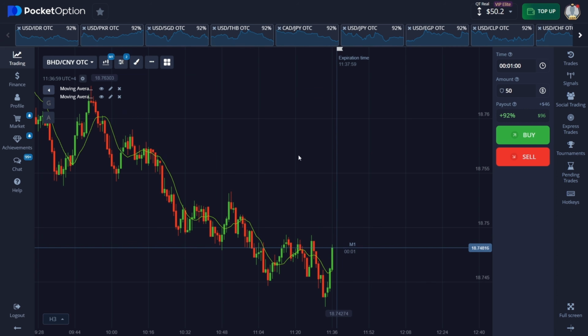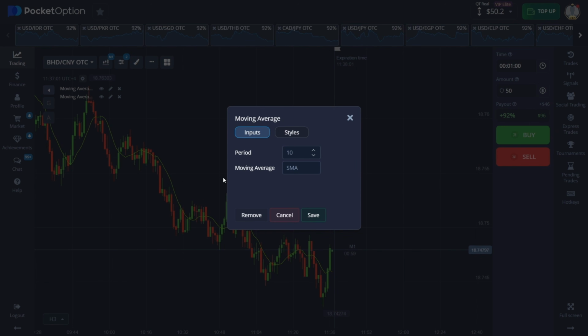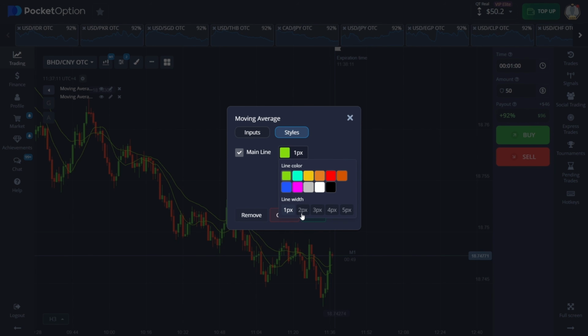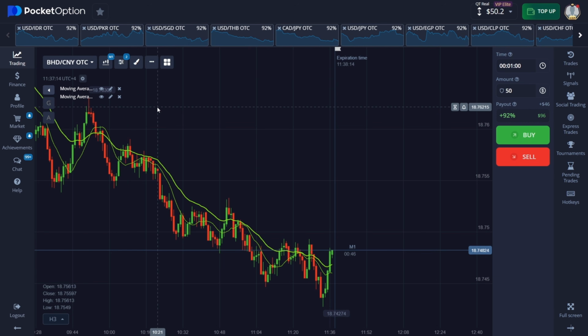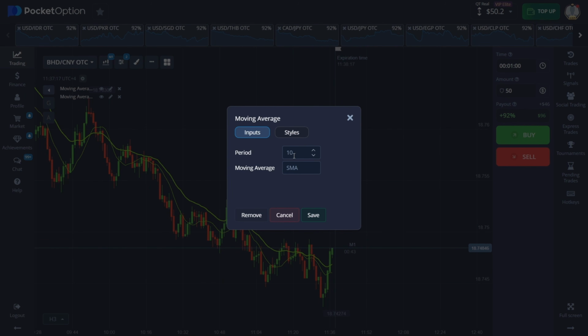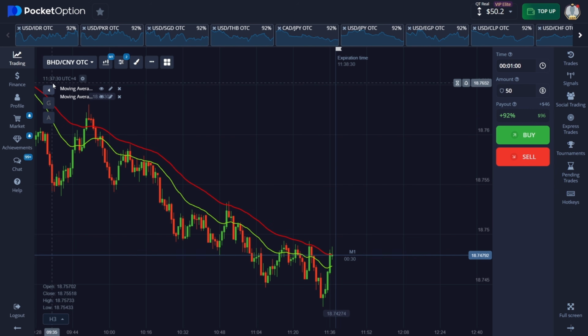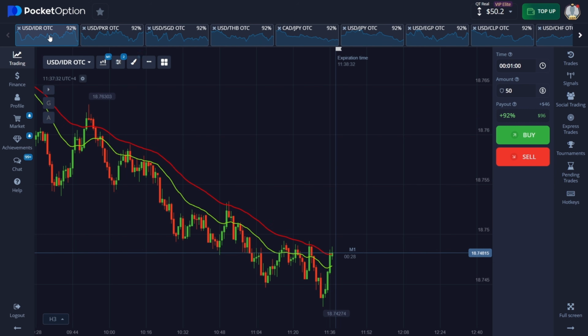Then go to the settings. For the first one, choose the 25 EMA with a green color and 2px. And for the second one, choose the 50 EMA with a red color and 2px. Now, let's find our first trade for this video on currency pairs.